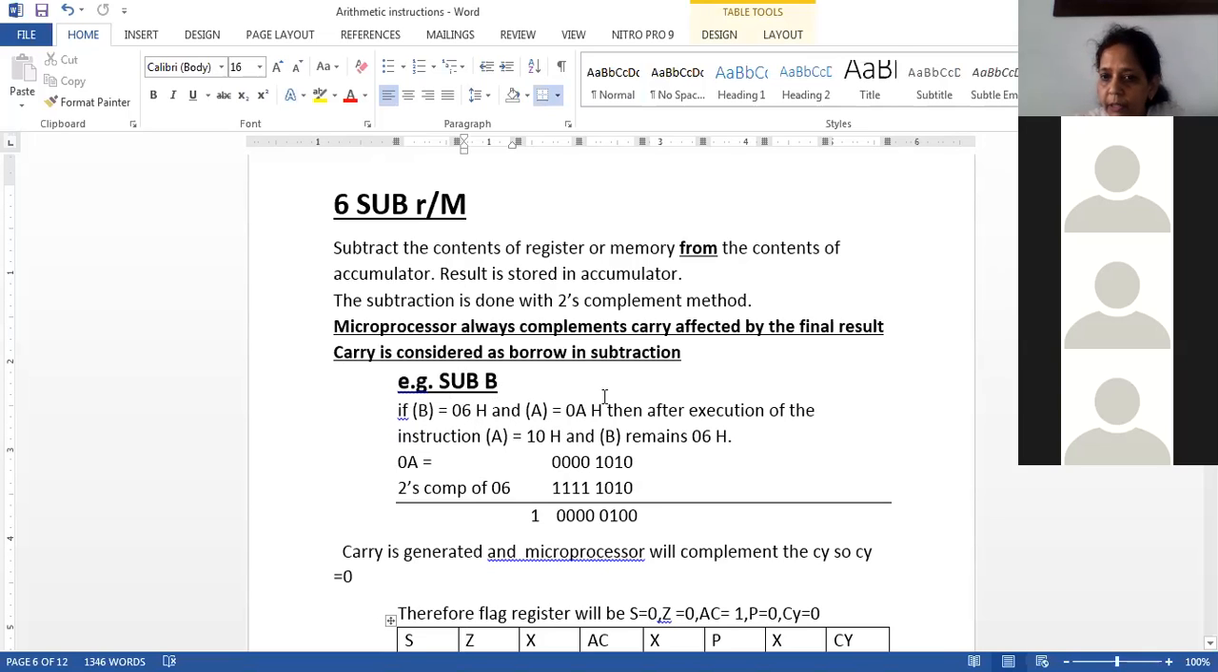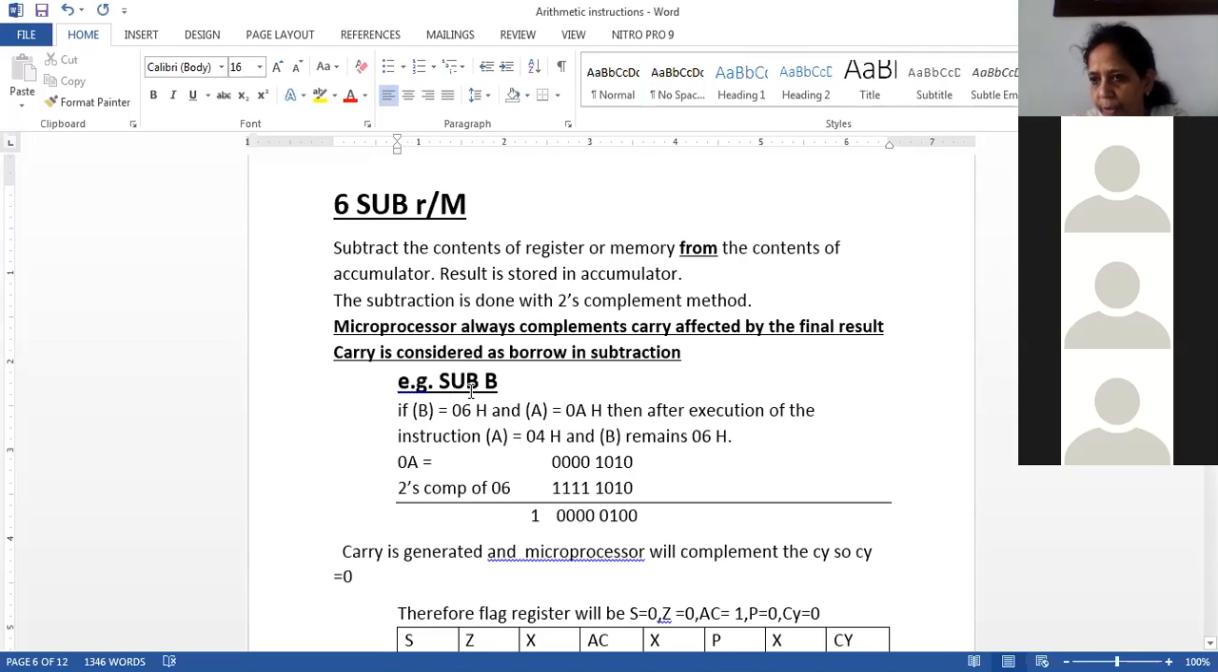So 0A minus 06 will happen, correct? So what will be the answer here? The answer here will be 04. Correct? How? Now see, 0A means what? 0, 0, 0, 0, 1, 0, 1, 0, right? Minus 06 we are doing. So the microprocessor will take the 2's complement of 6. It will add it to 0A and the microprocessor will get this particular answer, right? Okay? Is this clear?